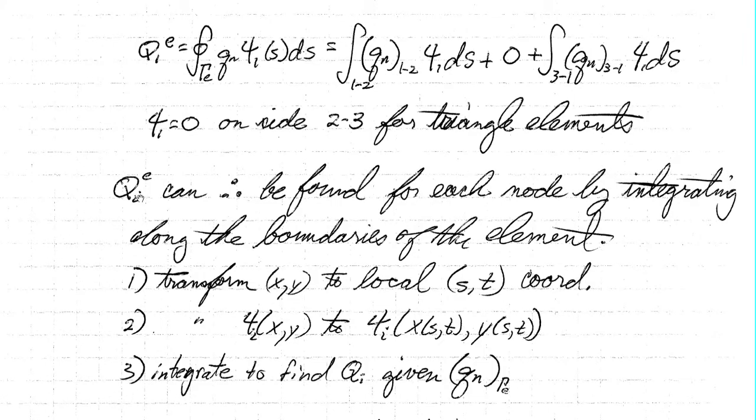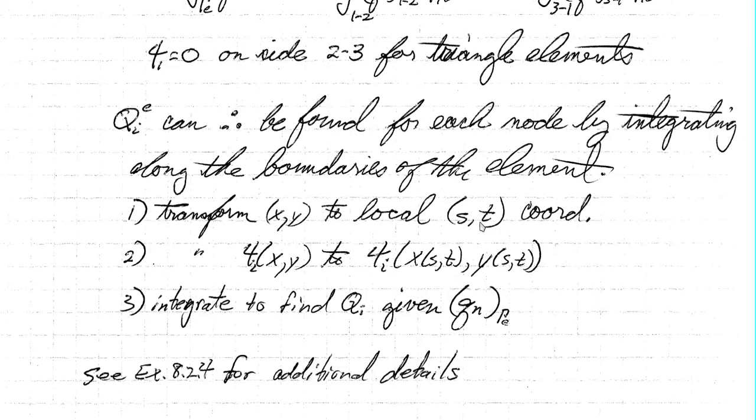So in summary, what we do is we transform xy to this local st coordinate. Second step is, given that, we transform our weight function in terms of the coordinate transformation. Then that simplifies our integration. I've left out some intermediate steps here. If you look at example 8.2.4 in the text, it gives additional examples. If you have more questions on this, let's definitely talk about it in class.